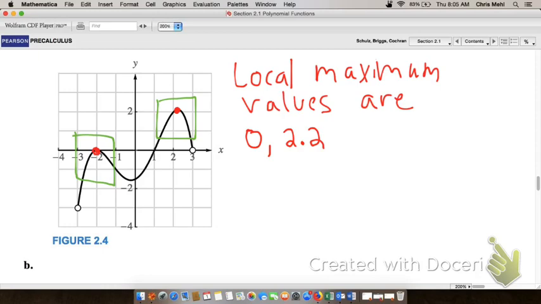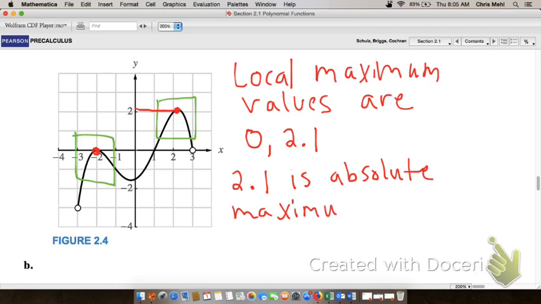If I look at this point up here, in fact, it might even be a little bit closer to 2.1, right? If I came over to the y-axis there, we'd be at about 2.1. Now, 2.1 is the largest y value on the graph, so this is also the absolute maximum.